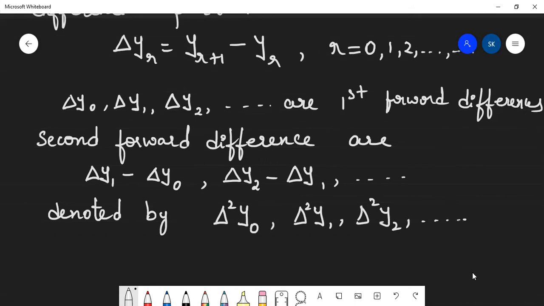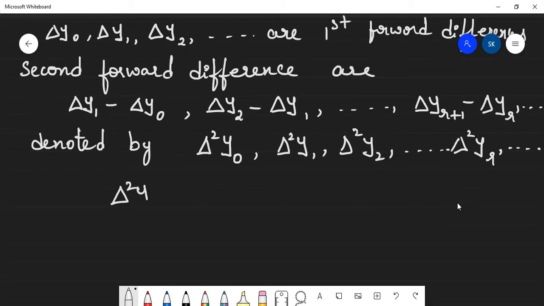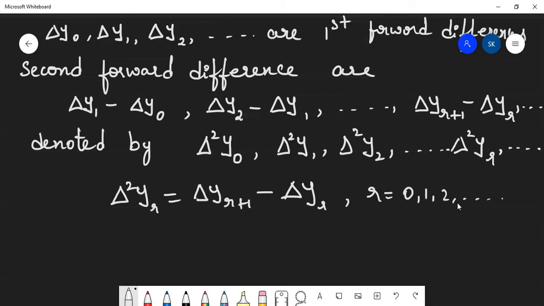So what will be the general term, the rth term? The rth term will be delta square yr, right? So the general term will be delta yr plus 1 minus delta yr, and so on. Fine. So second differences, generally I can write it as delta square yr equal to delta yr plus 1 minus delta yr, where r is taking from 0, 1, 2, and so on. Fine. We will see the exact value of that now.